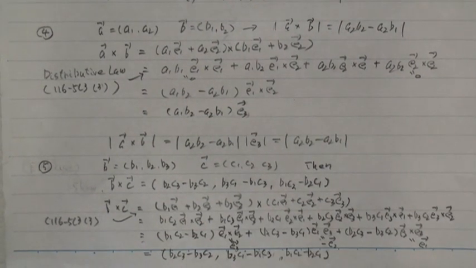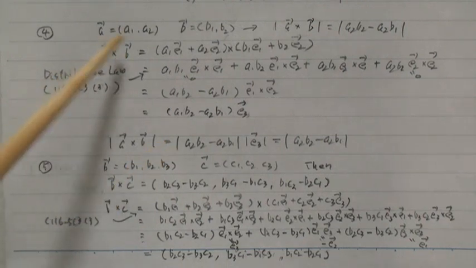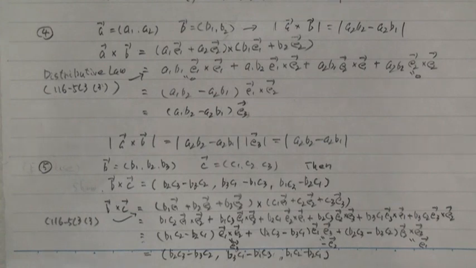Circle 4. Vector a has coordinates a1, a2, and vector b equals b1, b2. Then the absolute value of a outer product b equals the absolute value of a1 b2 minus a2 b1, and we calculate a vector outer product b vector.